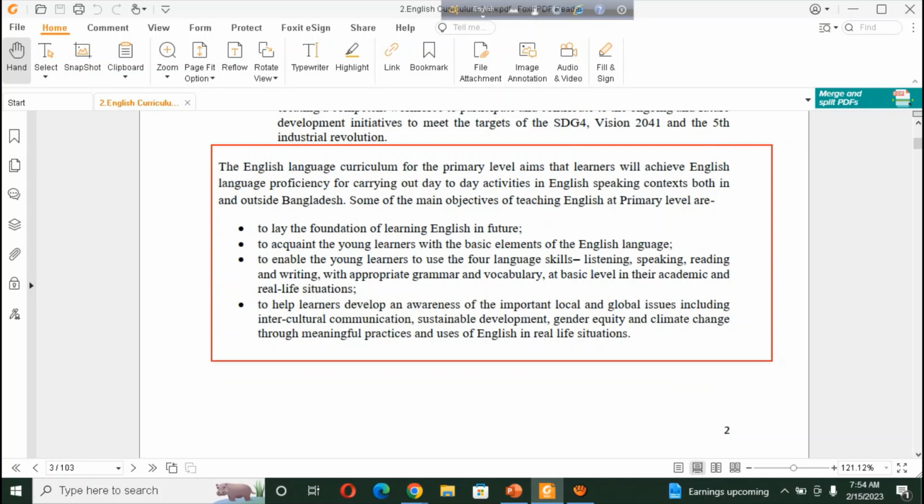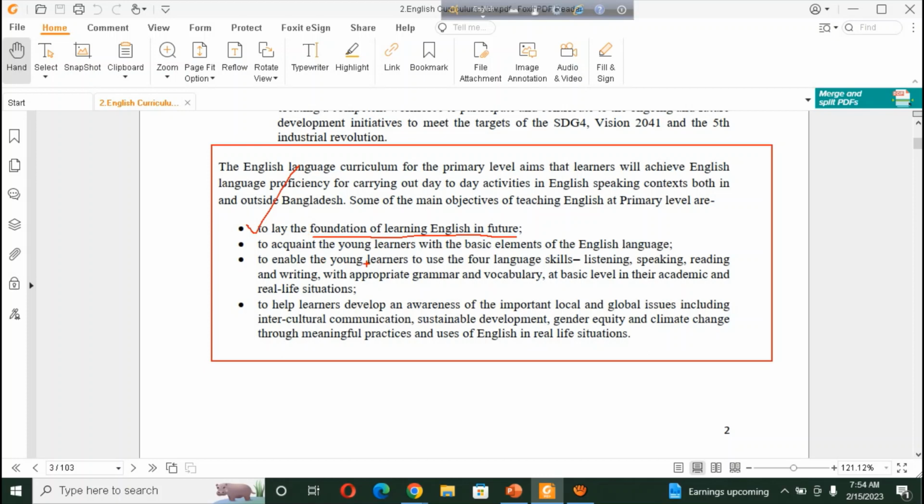proficiency for carrying out day-to-day activities in English-speaking contexts in and outside Bangladesh. Some of the main objectives of teaching English at primary level are also to lay the foundation of learning English in future. Foundation of learning English in future.